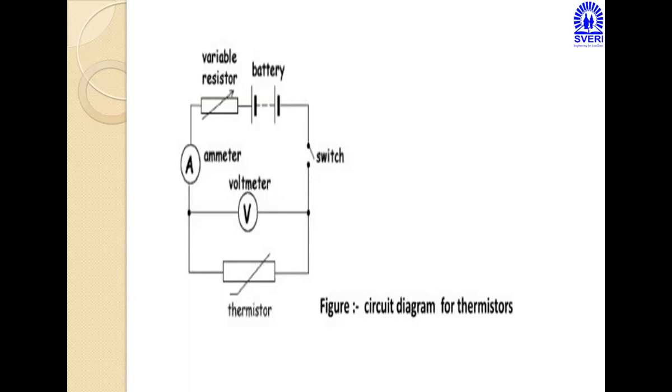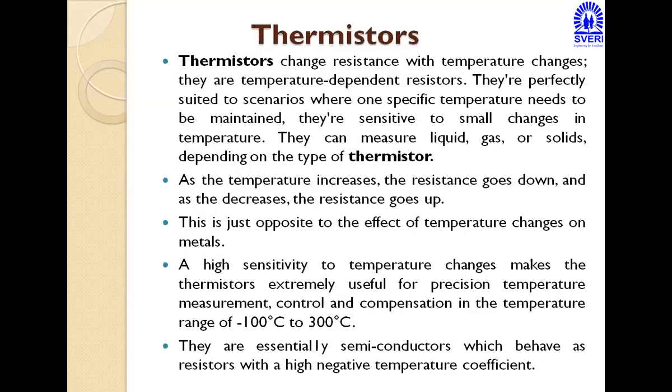Same thing, variable resistance means you have to use it in the laboratory or industry. You select different variable resistances to sense the temperature, and this sensed temperature is compared to the input supply, that is the battery, and measured with the help of the thermistor. Here the thermistor changes resistance with temperature changes. They are temperature-dependent resistances.